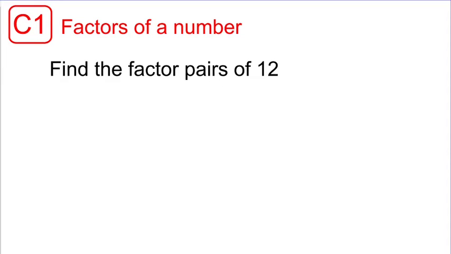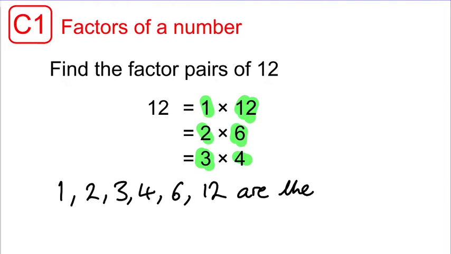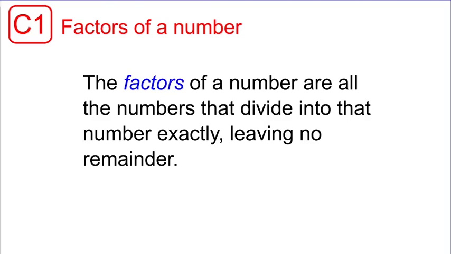We just saw what were the factor pairs of 12. They were 1 times 12, 2 times 6, and 3 times 4. The numbers that we can see on the right hand side here, taken together, are called the factors of 12. And if we list them, we can see that they are the only numbers that divide exactly into 12 without leaving a remainder. And that's the definition of a factor, which you can read here.